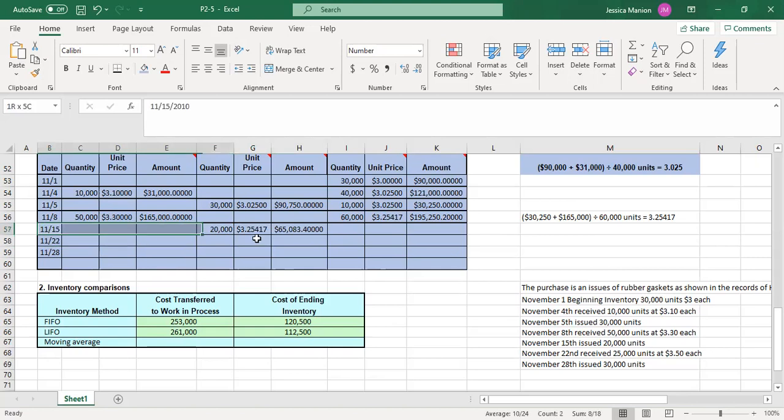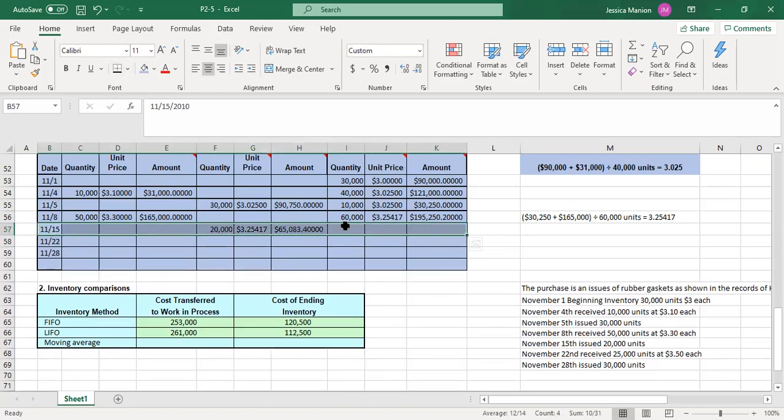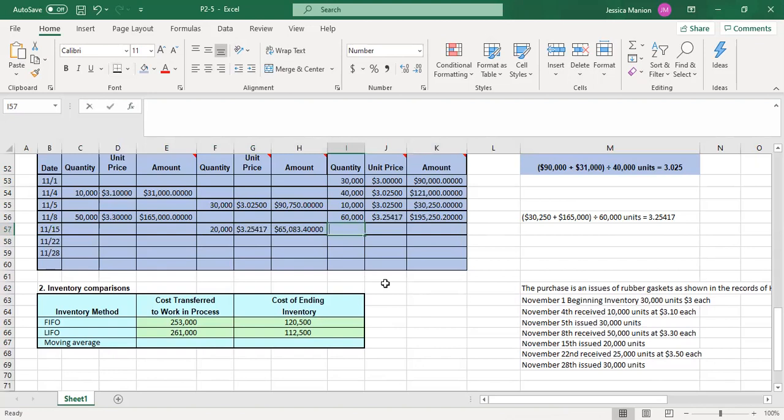What we look like after that. And again, we had 60,000, we just issued 20. So now we're down to 40,000 that cost 3.25417 per unit. Okay. November 22nd, received 25,000 units at $3.50 each.